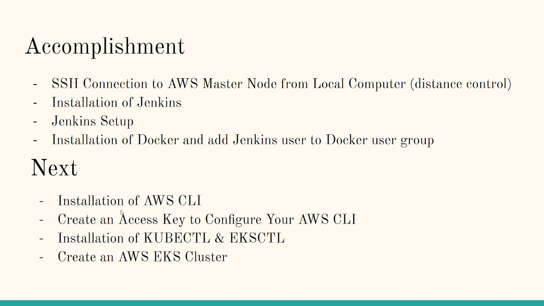This step is pretty important, and next we're going to install the AWS CLI to interact with the AWS world, and we create an access key. We're going to configure the AWS CLI, and we're going to install kubectl and eksctl, and we're going to create our AWS EKS cluster. So the cluster will be ready, and after we're going to use Jenkins to provision that cluster with our application.